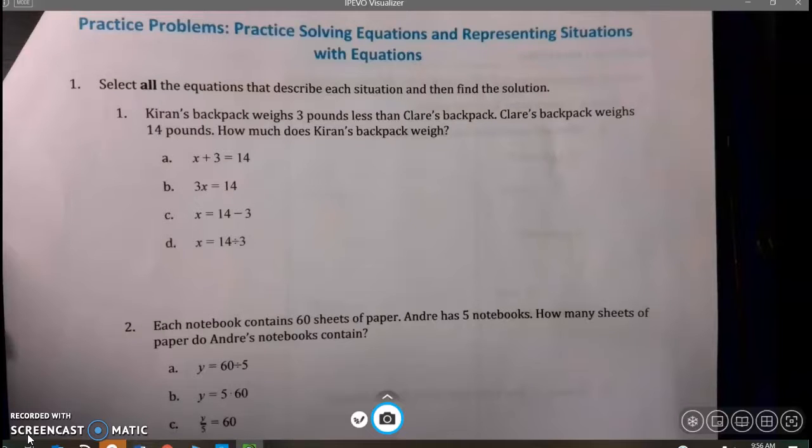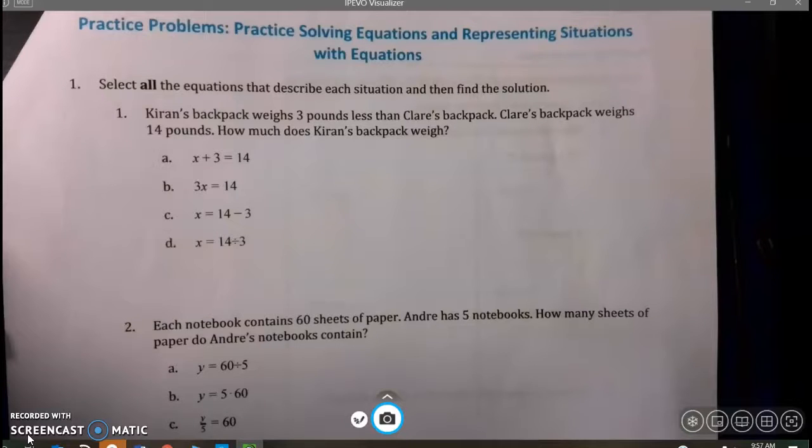So, just to go over, let's look at number 1, where we are going to be selecting all equations that describe each situation. This is a super important skill because one of the coolest things about algebra is the fact that you can take any real-world situation and create an algebraic equation to solve it or figure something out about it.